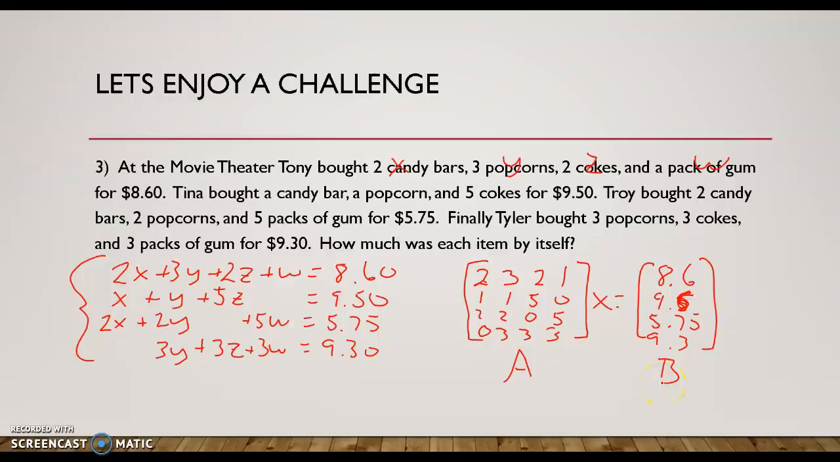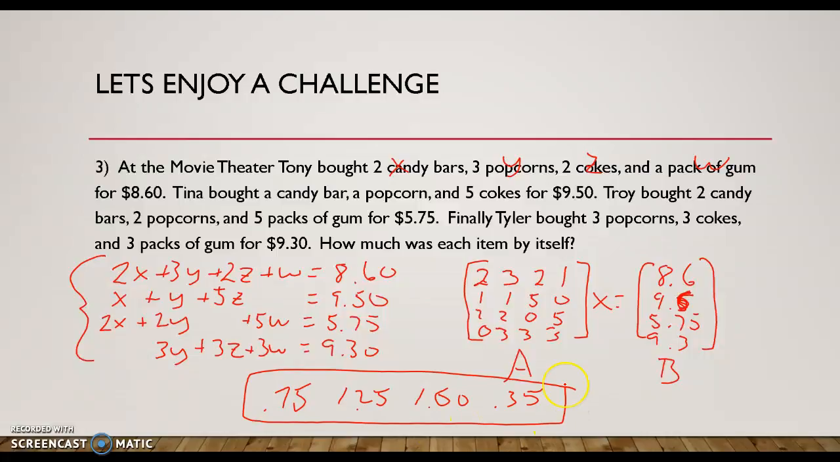So we will call this matrix A, we'll call this matrix B, and we'll just multiply them together on our calculator, the inverse of A times B. And I believe if I've set everything up correct, a candy bar is going to be 75 cents. Popcorn is going to be $1.25. A Coke is going to be $1.50. And a pack of gum is going to be 35 cents. And you can do that by doing the inverse of A times B on your calculator. Good luck, and we'll see you tomorrow in class.